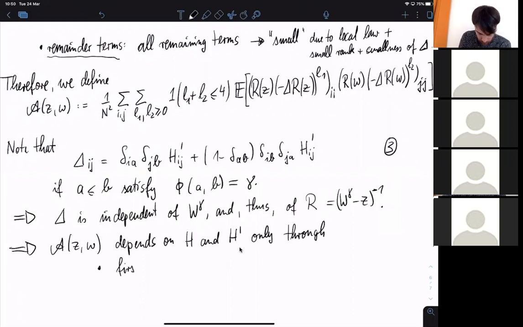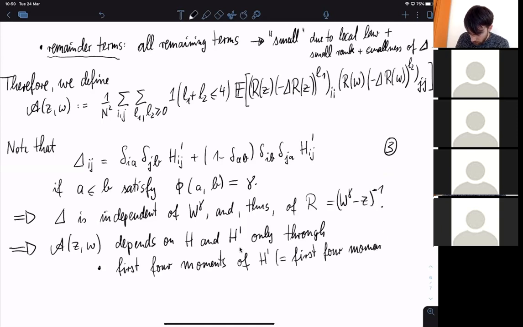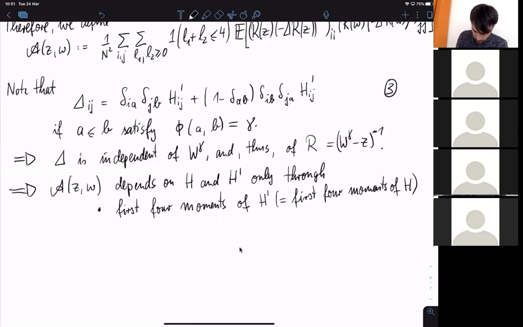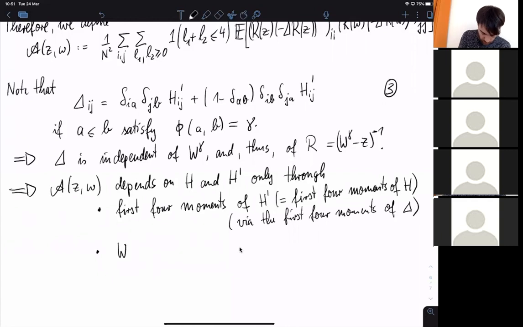Well, we get the first 4 moments of W, the first 4 moments of H prime, which are the same as the first 4 moments of H. Maybe I should remark it: via the first 4 moments of delta, and then all of the other dependencies come in, in some sense implicitly, through the W.